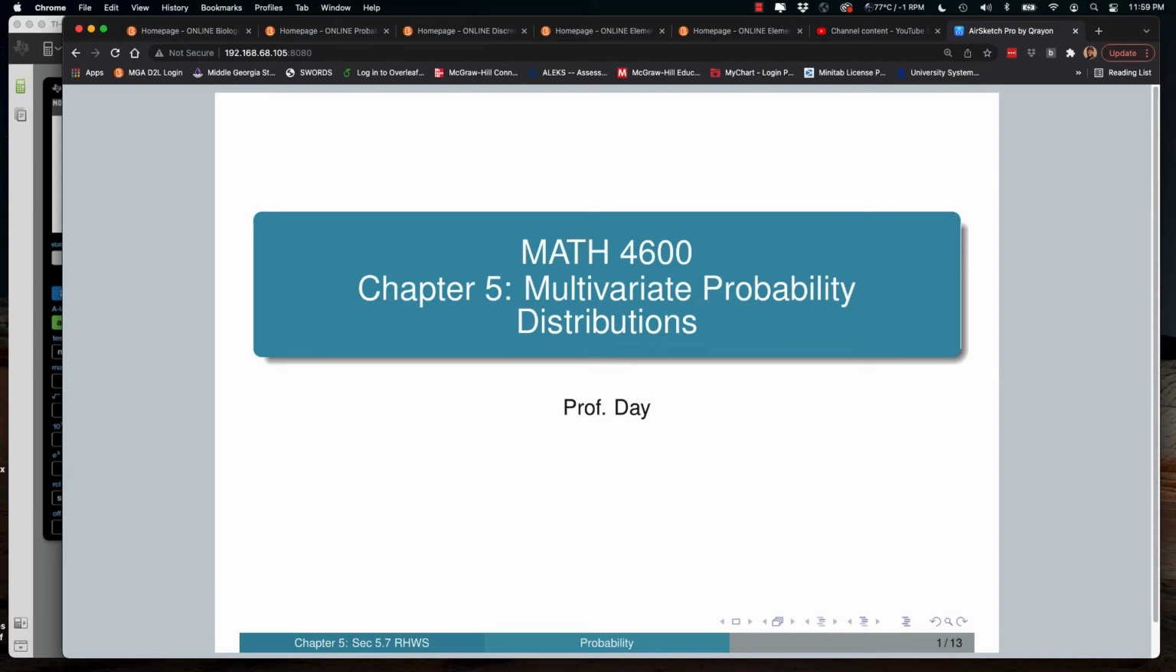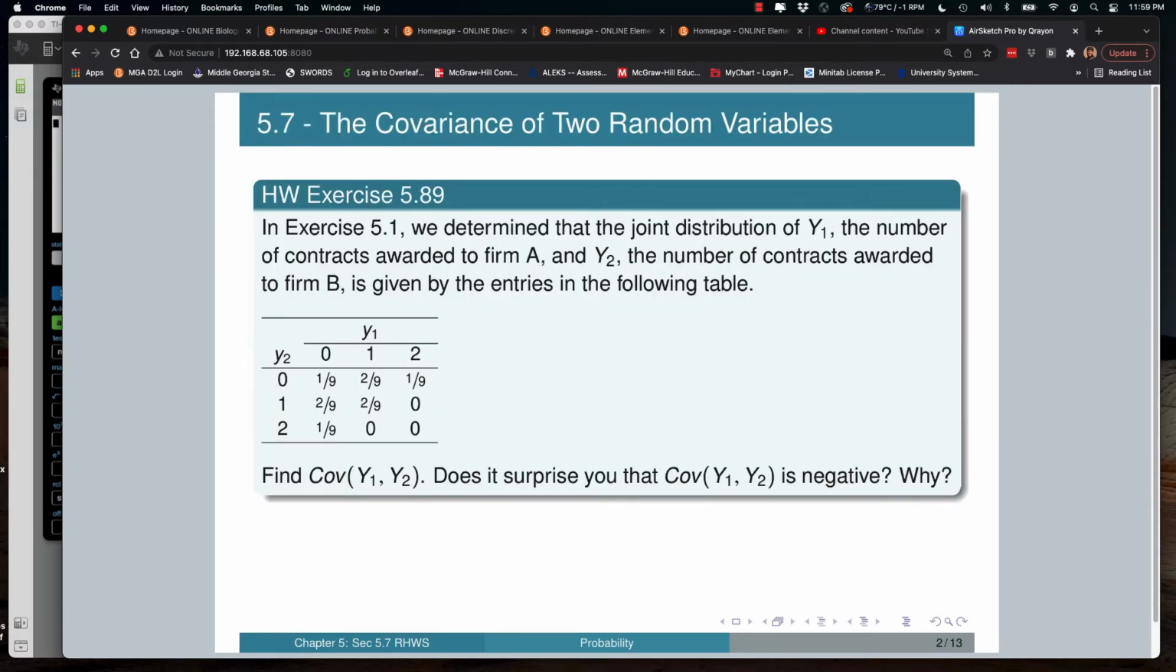We're going to go over the 5.7 recommended homework solutions today, and I'll parse them out like I've been doing so that you don't have to watch them all if you don't want to. The first one is 5.89.